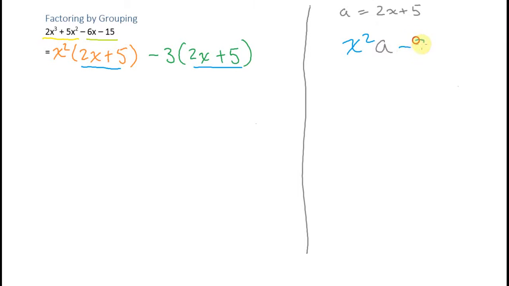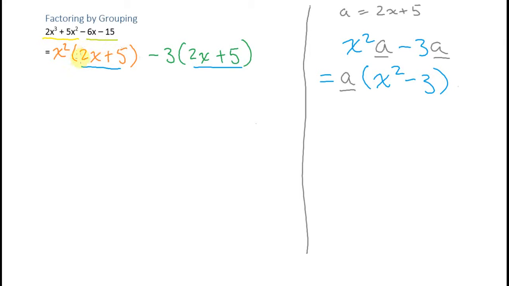Then we have minus 3, and again 2x plus 5, so let's call that a still. When we factor this, it's really easy to see now that we have a common factor of a. So let's take out the common factor of a, and we're left with x squared minus 3. Okay, so notice we had a common factor in the first term, a common factor in the second term. So we took out the common factor.